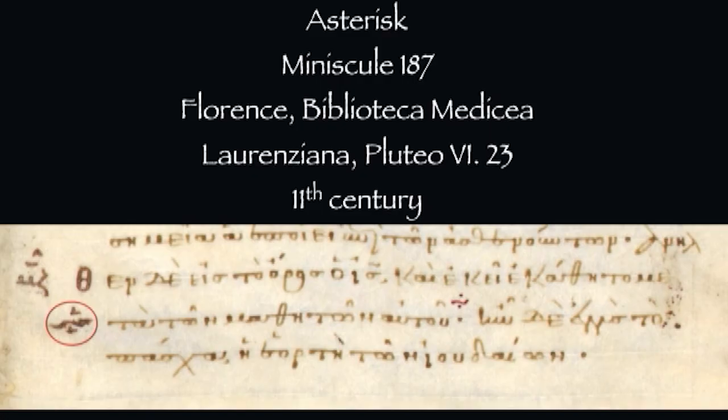So the original scribe wrote John 6:4, and another scribe came along and said, uh-oh, we got a problem here. That's not supposed to be in there. And he put a red asterisk.